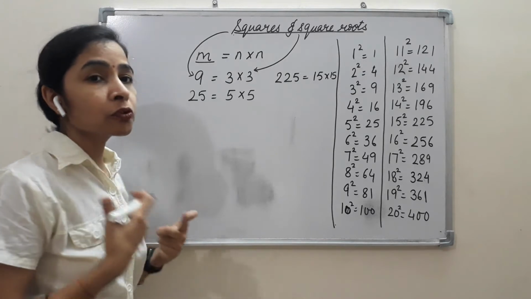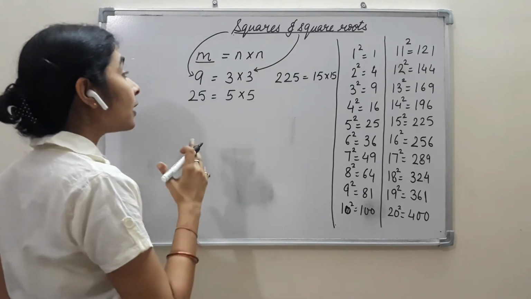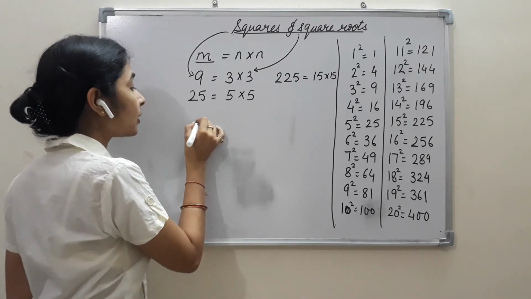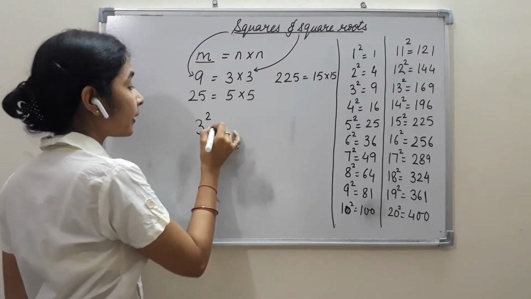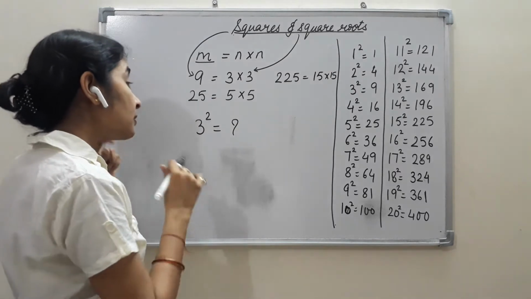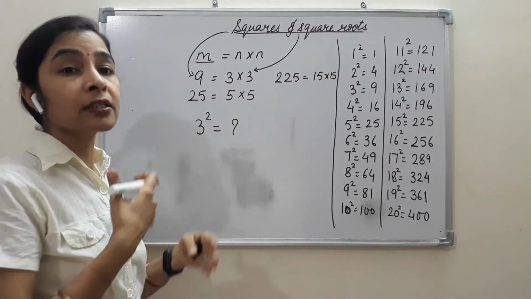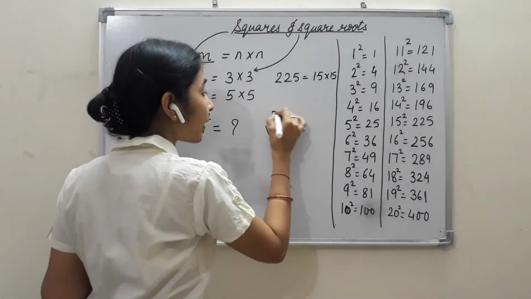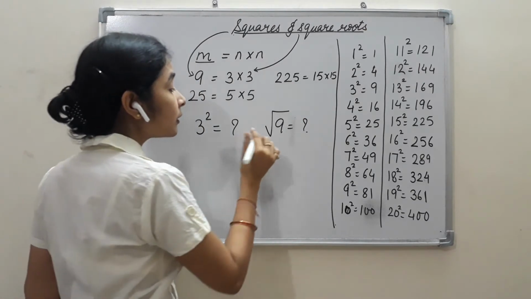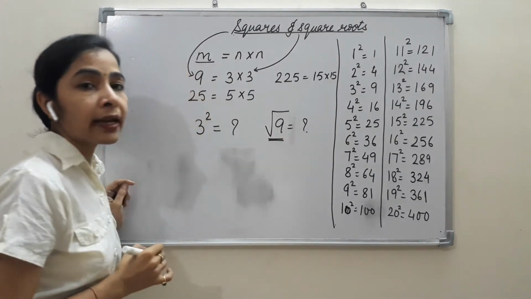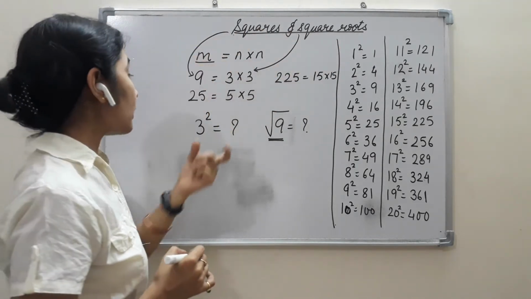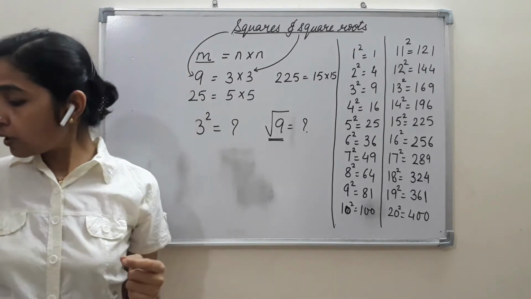When we are supposed to find the square of any number, say if I ask you what is the square of 3, I will write it like this: 3 square is equal to what? Now the same thing, if I want to express in the square root form, I will say square root of 9 is equal to what? In case of square root, we use the radical sign. Square root is just the opposite of squares. So we can write the same thing in two different ways.